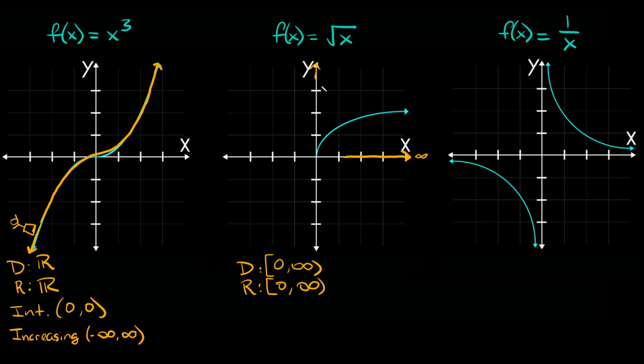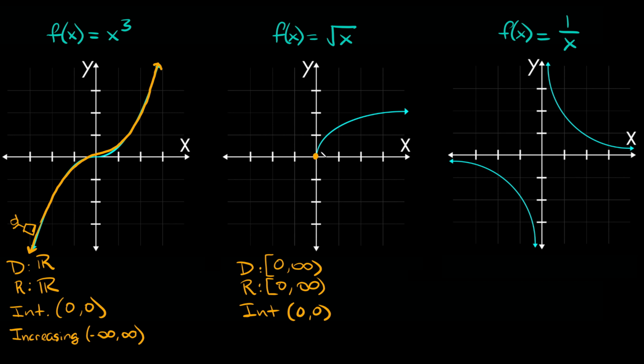Now let's talk about the intercepts. Similar to the cubic function, you can see that this graph only intercepts the x and y axis at a single point right here at the origin. So it just has a single intercept at the origin at 0, 0.